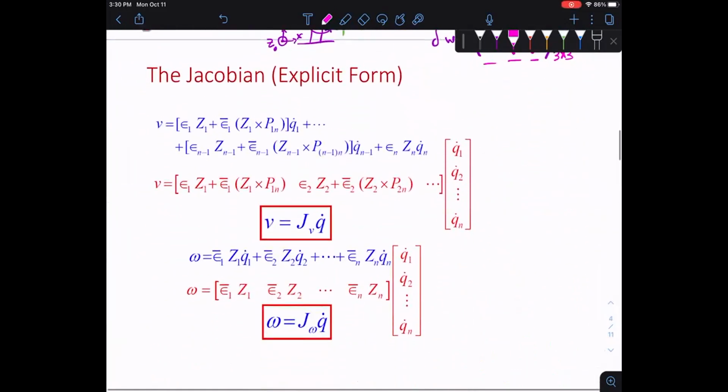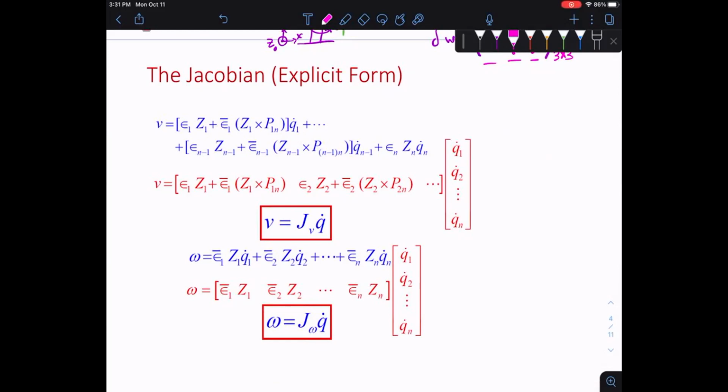All right. So this is basically what we saw in the summation form. Your linear velocity would be epsilon 1 z1 plus epsilon naught z1 cross product p1 to n, right? Because we're trying to find the Jacobian for the end effector. So we are going from frame 1, where the end effector is, frame 2, where the end effector is, frame 3, so your p is changing, right? So does this make sense? We're trying to find where the position of the end effector is as we move through the frames.